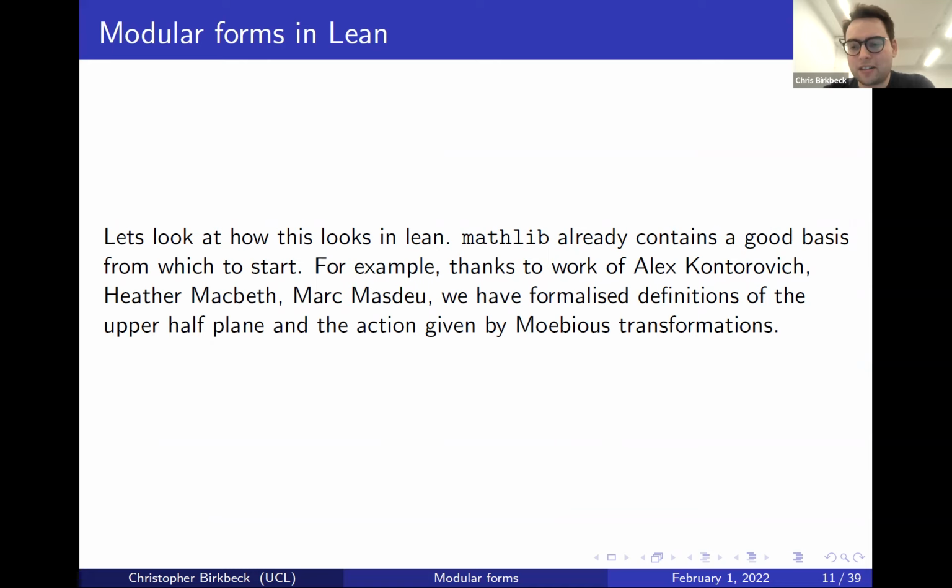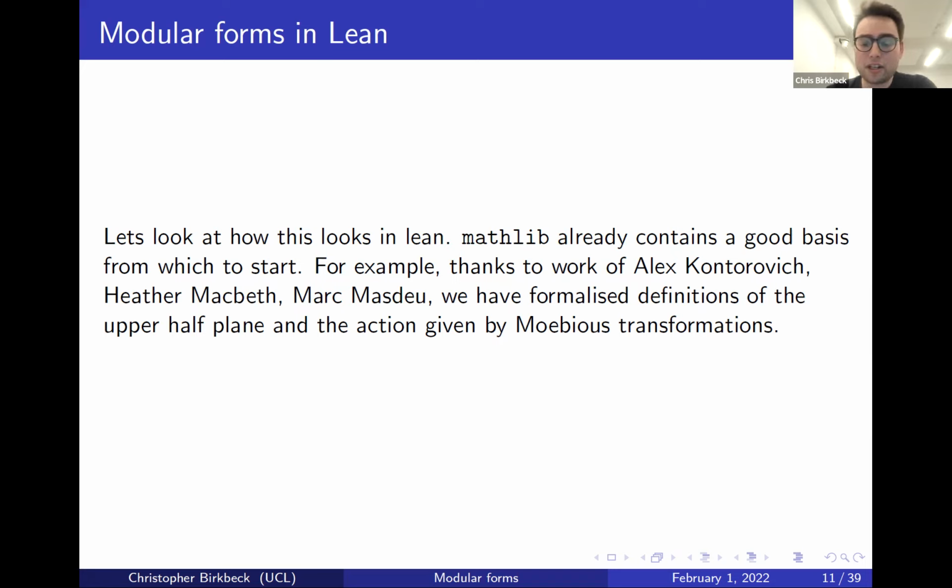Luckily, Lean has this great library of mathematical results, and a lot of the required tools for defining modular forms are already in there. For example, there's work of Alex, Heather, and Mark, who defined the upper half space. They also gave it the action by Mobius transformations, and they proved what the fundamental domain for this action is, which is a really nice result.